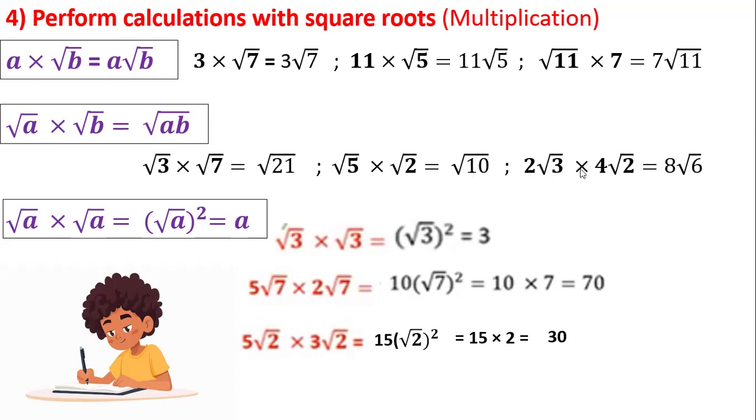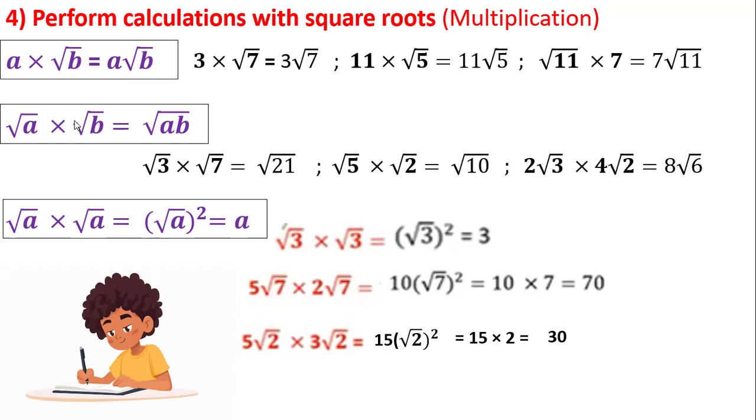2 radical 3 times 4 radical 2. Here I have a coefficient in the first radical and I have a coefficient in the second radical. Whenever you have coefficients, you multiply coefficient times coefficient, then radical times radical. So 2 times 4 is 8. Radical 3 times radical 2 is radical 6. The third rule, radical A times radical A equals, here I'm multiplying radical A by itself 2 times. So I write it radical A, all of it squared. The squared cancels the radical, so my answer is A.